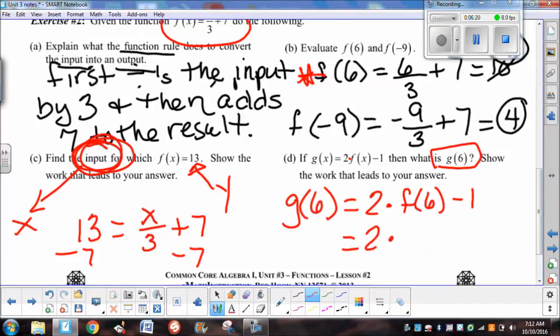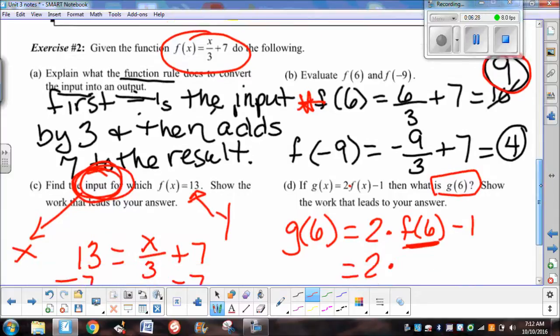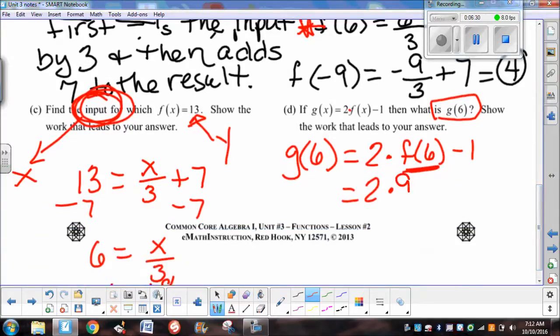2 times, what did we get for f of 6 back up here? F of 6, we found out was 9. So 2 times 9 minus 1. So that's 18 minus 1, which is 17. So we just found g of 6 is equal to 17, where we used a function rule, f, within a new function rule.